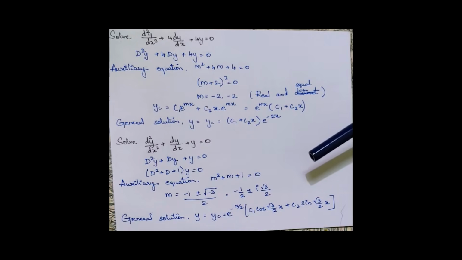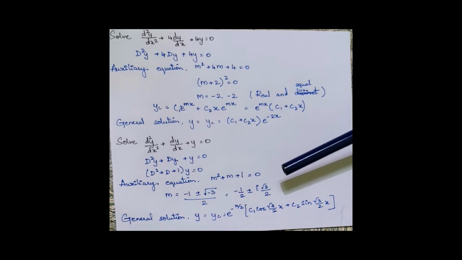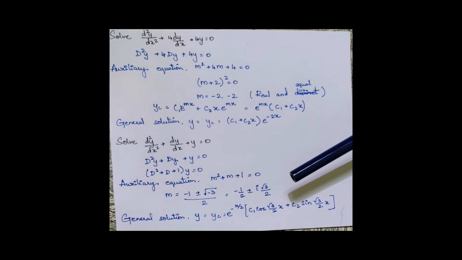The third case is when the roots are imaginary. Here's another sample for that. d squared y by dx squared plus dy by dx plus y is equal to 0. On substituting D and then m, we obtain the auxiliary equation, which is m squared plus m plus 1. Then the roots turn out to be minus 1 by 2 plus or minus root 3 by 2 i. On substituting based on the given format, we obtain this as the general solution.